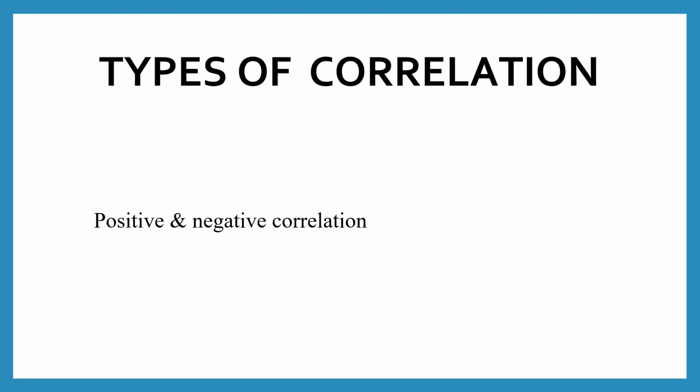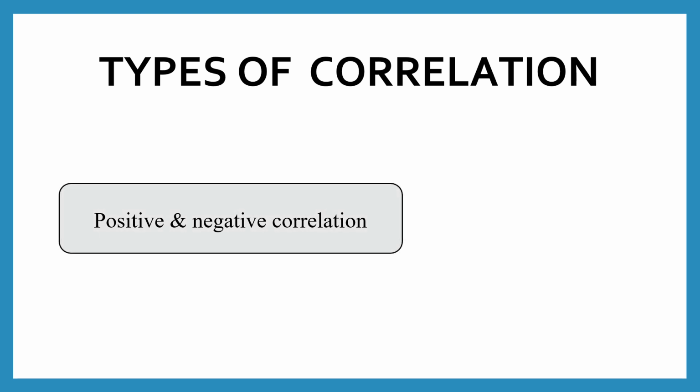Types of correlation: positive and negative correlation. Now, in positive correlation, the variables under study move in the same direction. That means both will increase or both will decrease. But in negative correlation, the variables under study move in opposite directions. That means if one increases, the other will decrease, or vice versa.